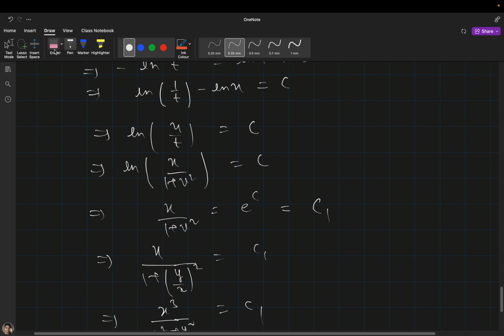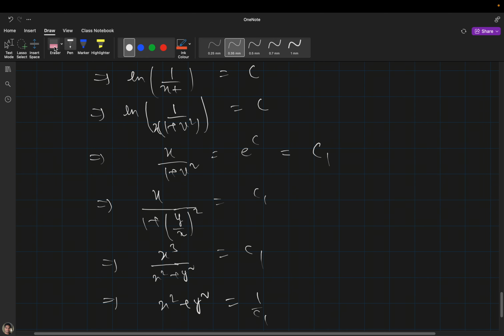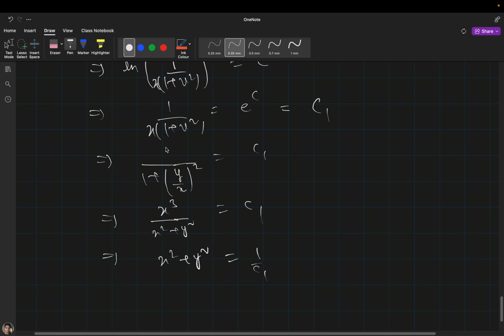Oh, yeah, this is the mistake I made, and you can make it too. You can see that this will actually be 1 divided by x times this. This will be 1 divided by x times this.